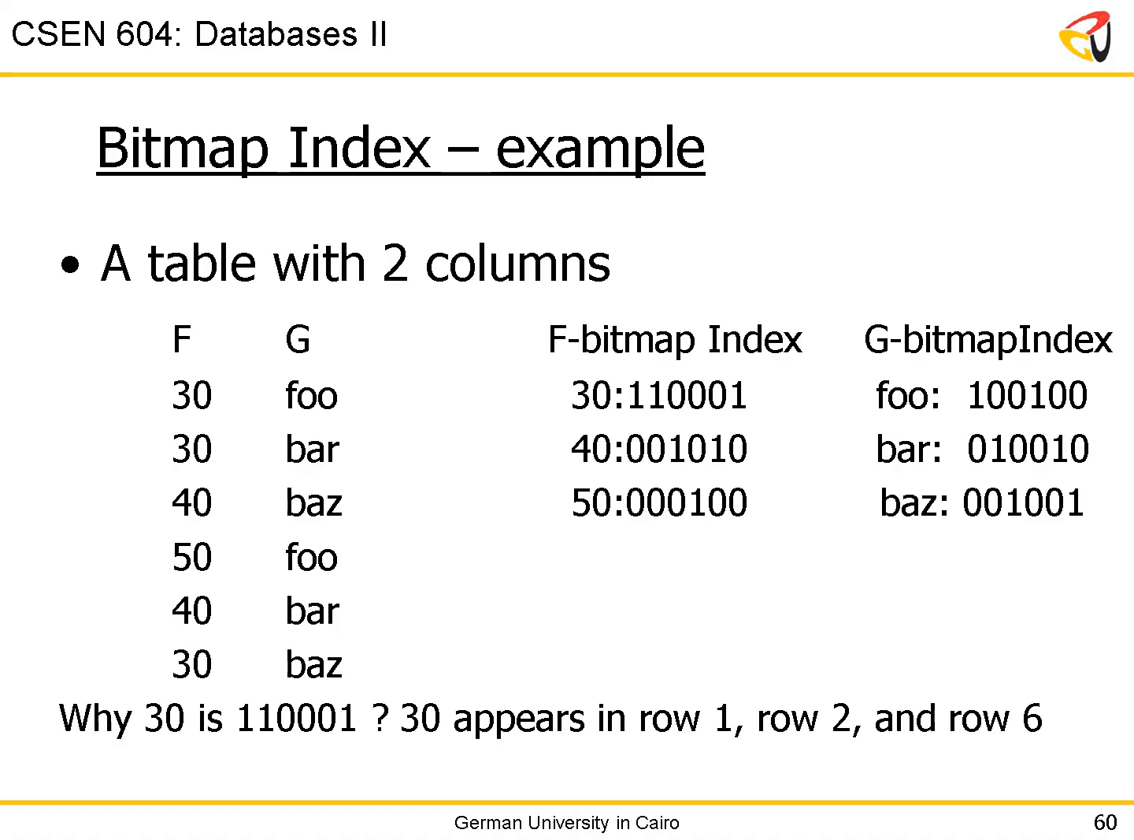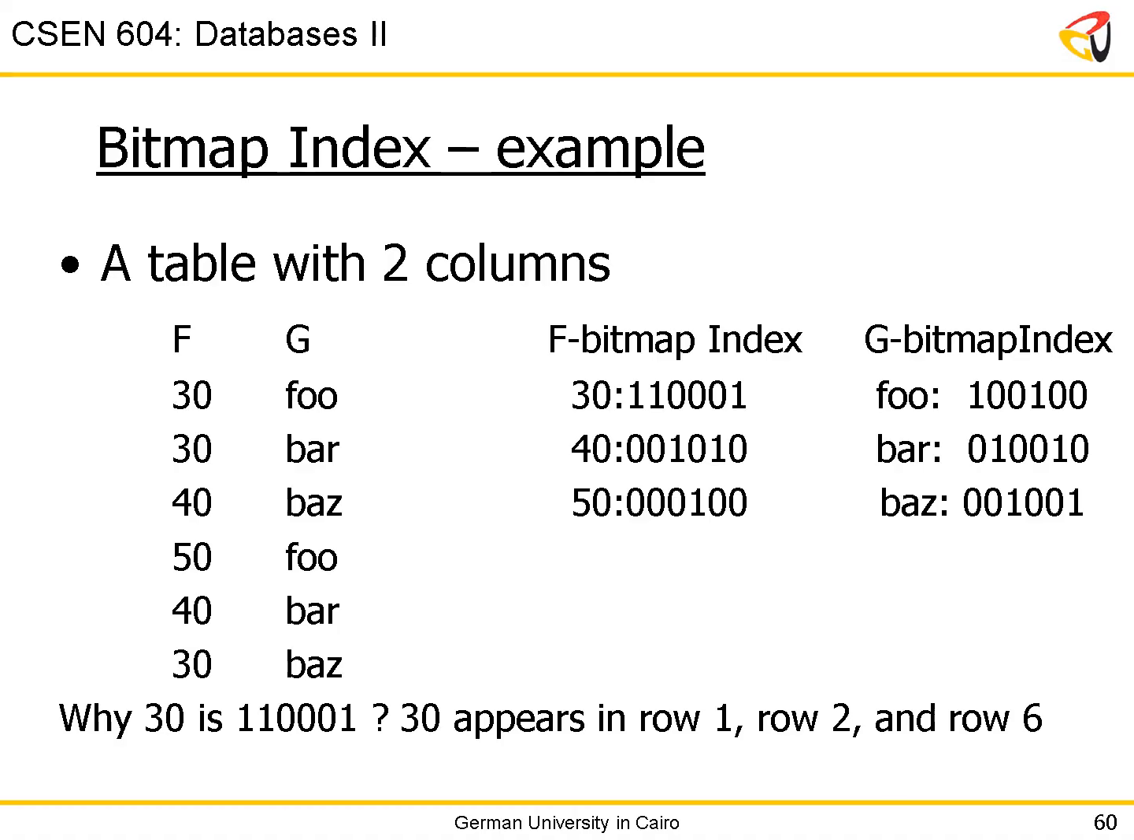And I do the same thing for G. I have built a bitmap for foo. So foo appears in the first row and in the fourth row, and that's it. So it's going to be 1, 0, 0, 1, 0, 0. Bar is going to be 0, 1, 0, 0, 1, 0, because it appears in the second row and in the row before last. And baz appears in the third row and in the last row. So it is 0, 0, 1, 0, 0, 1.